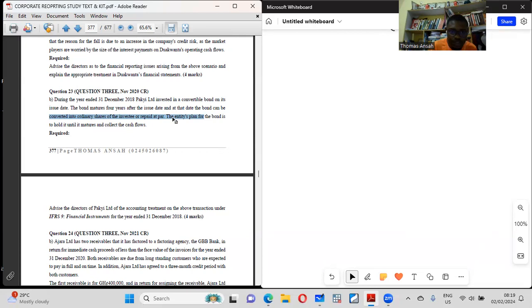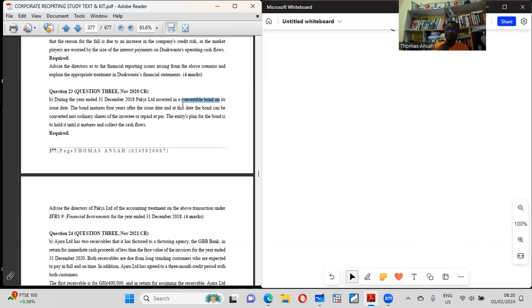And the entity plans to hold the bond to maturity to collect the cash flows. Advise on the accounting treatment of the above transaction under IFRS 9 Financial Instruments. All right, so this one, be careful, because even though the entity plans to hold it to maturity and collect the cash flow, it's a convertible.